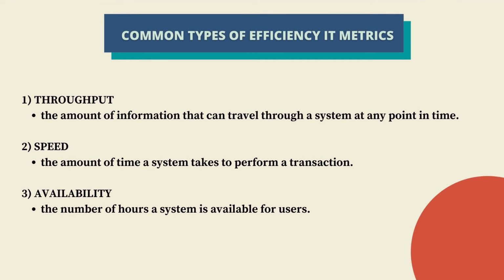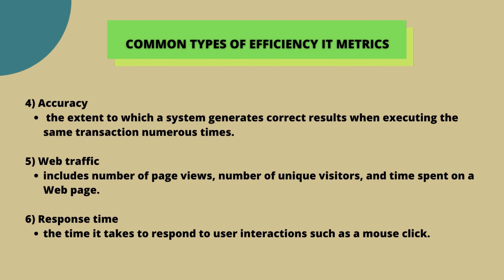So there are 6 common types of efficiency IT metrics. The first one is throughput, the amount of information that can travel through a system at any point in time. The second one is speed, which is the amount of time a system takes to perform a transaction. The third one is availability, which is the number of hours a system is available for users. Next, accuracy, which is the extent to which a system generates correct results when executing the same transaction numerous times.